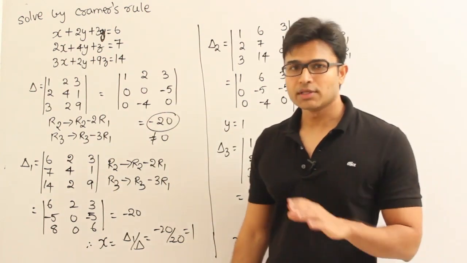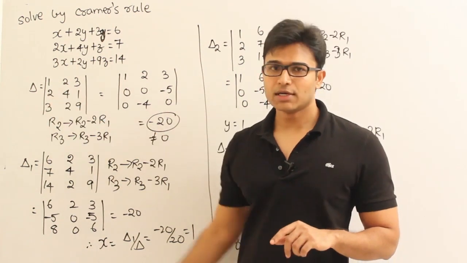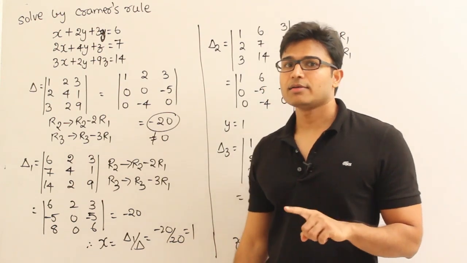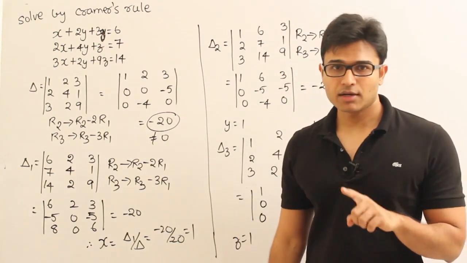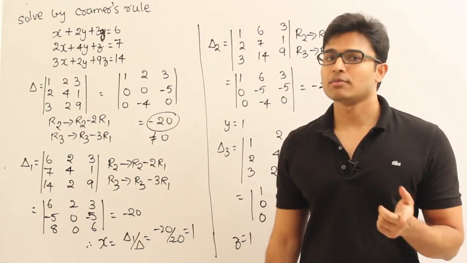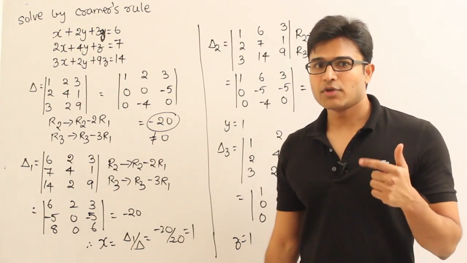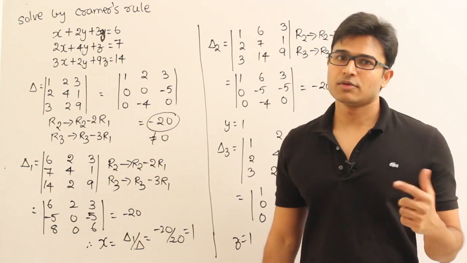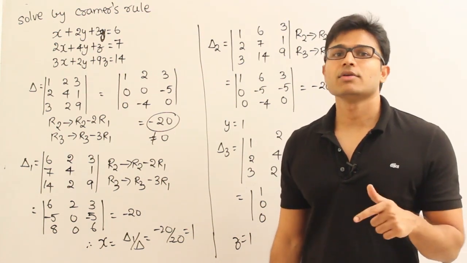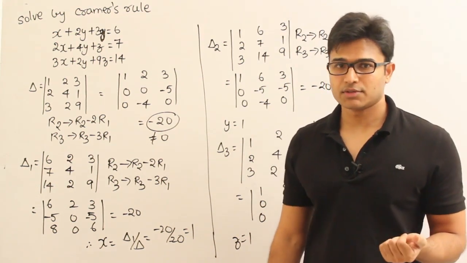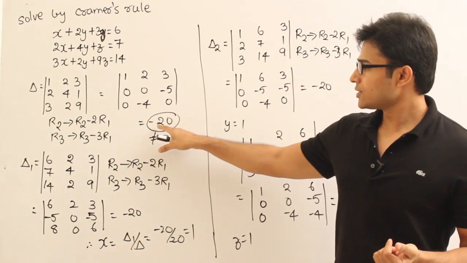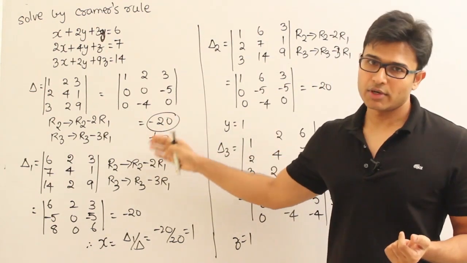So before you do anything, first find out the value of delta and see that delta is not equal to 0. In case delta equal to 0, we cannot apply Cramer's rule, right? Because Cramer's rule is going to divide by delta in order to find the values of the variables. That is why if delta equal to 0, you cannot solve the equations. Okay. So now since delta is not equal to 0, I'm going ahead.